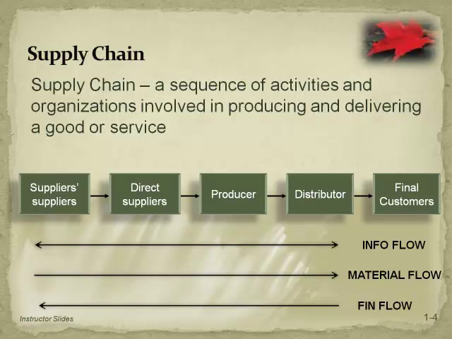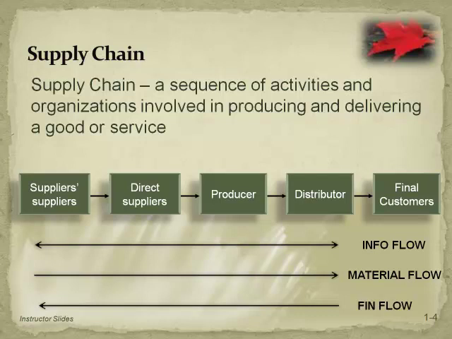The second flow is the arrow shown in the middle, and that is the material flow. So the material flow flows from the back end of the supply chain to the front end of the supply chain. So at each level of the supply chain, the material is increased in value until it gets to a final point where your customer purchases it.